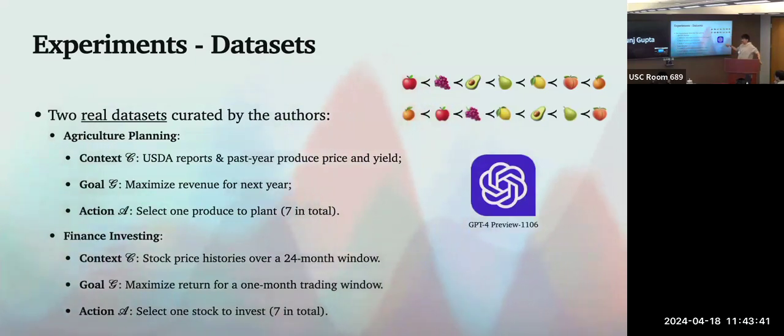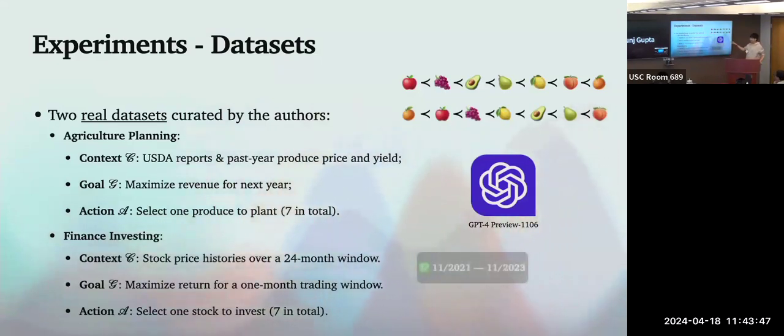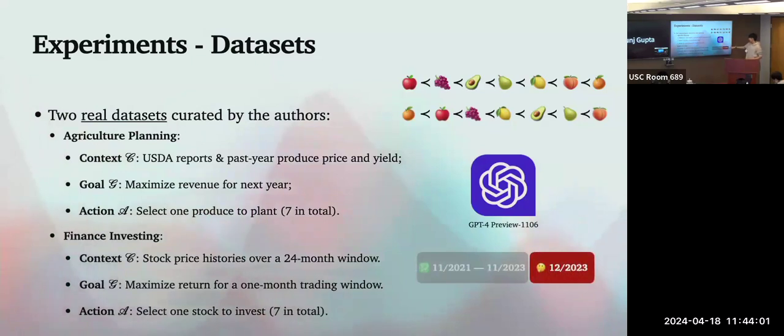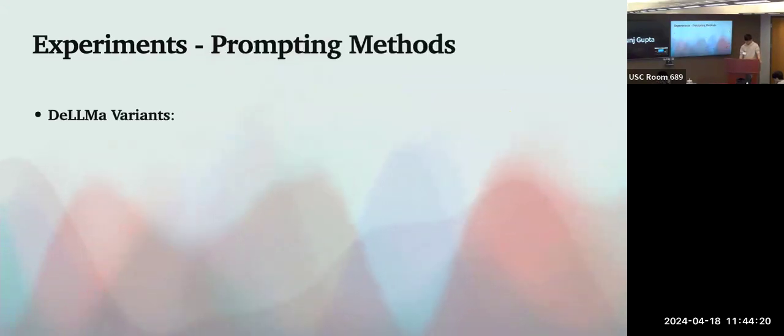And we use GPT-4 preview 106 because that's what was available back then. And so to prevent context leakage, we're going to use the data that we collected from November of 2021 to November of 2023 as historical context. And we're going to see at the beginning of December what I should buy and calculate the total amount of return that I can earn at the end of December. So this is a 1 month trading window. And we choose some popular stocks like Google, Nvidia, tech stocks that we're more familiar with.